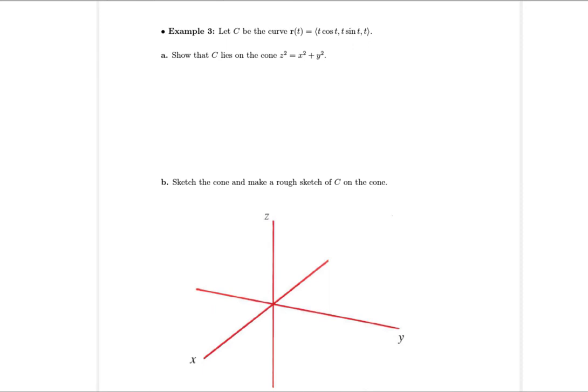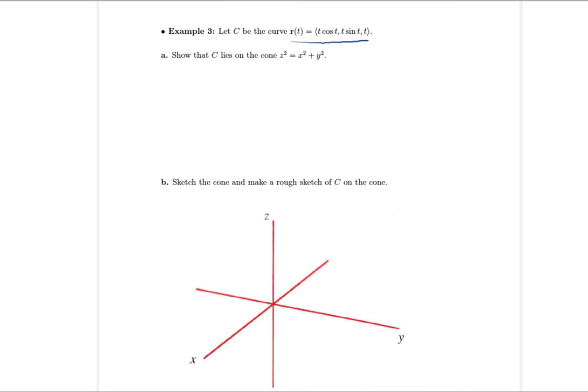All right, so in example 3, we're going to try to take a closer look at an example of a space curve. One of the things we'll be interested in with space curves is, do they lie on top of a surface? So we're given this space curve r of t, given by that function here, and they want us to show that it lies on this cone. Okay, so maybe this is a good one for us to start by looking at a picture of this.